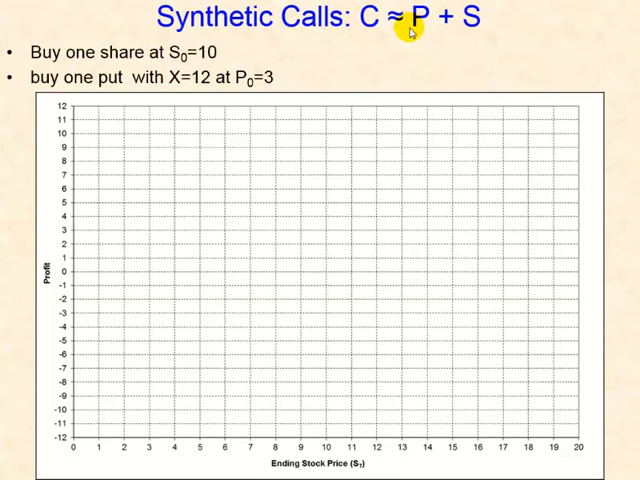In this diagram, we're going to create a synthetic call. And we noted a few slides back that if we buy a put option and we buy a share of stock, we've created something that acts just like buying a call option. So let's do that. We'll start with buying a share of stock for 10. We know the story now. The ending stock price is 10. We make 0 profit. If the stock price falls to 0, we lose our $10 we invested in the stock. And finally, if the stock price rises to 20, we'll make a $10 profit from owning the share of stock.